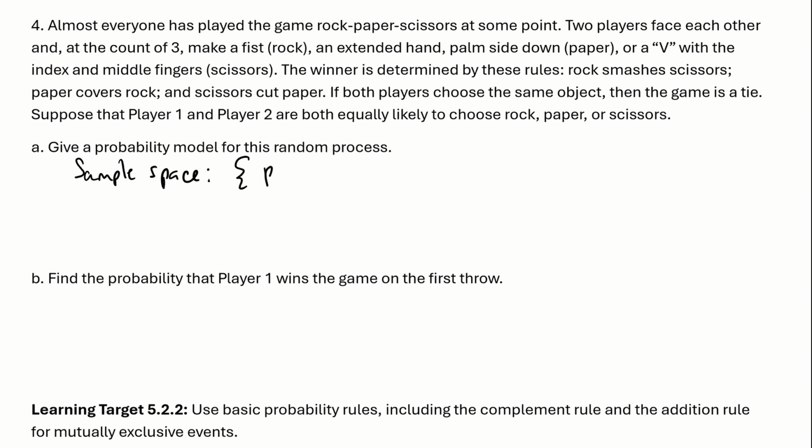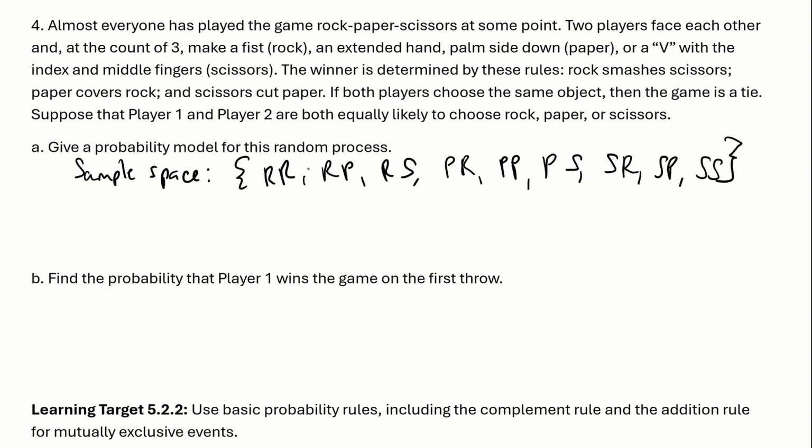So in other words, we could have rock, rock; rock, paper; rock, scissors; paper, rock; paper, paper; and paper, scissors. We can have scissors, rock; scissors, paper; and scissors, scissors. So that's a total of 9 possibilities. And each of these is equally likely to occur, right? So we're assuming each player is equally likely to choose any of the 3.